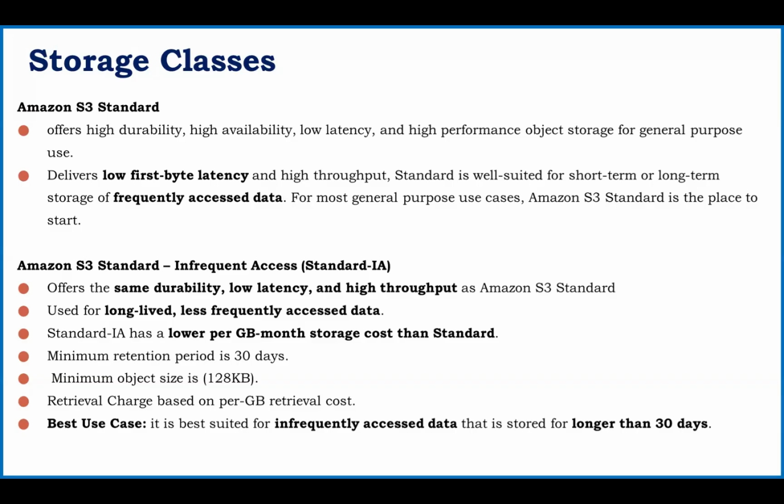Now, Amazon S3 IA. IA means infrequent access. This is similar to Standard, but it gives you a lower per GB month storage cost than Standard. The minimum retention period is 30 days, so if you put the data, the retention will be for 30 days at least. The minimum object size is 128 KB, and there is a retrieval charge based on per GB retrieval cost.